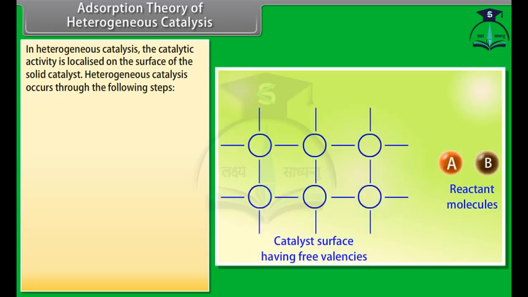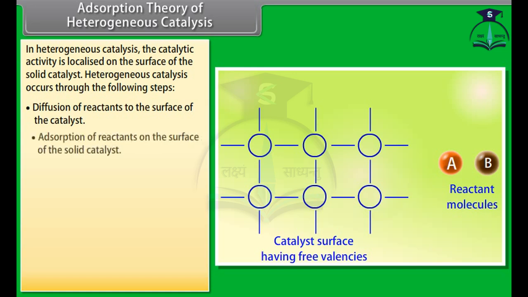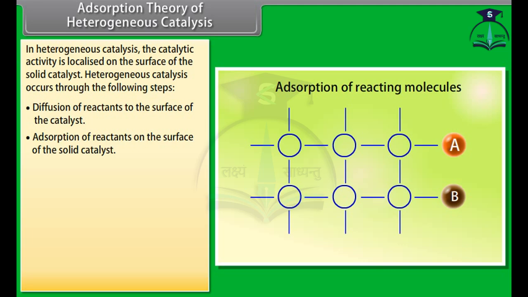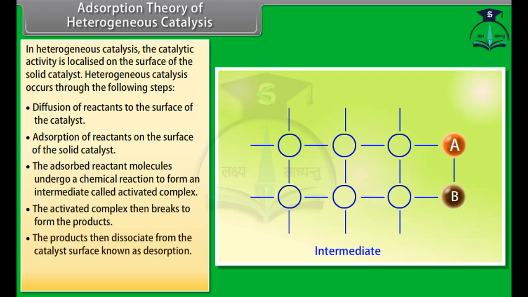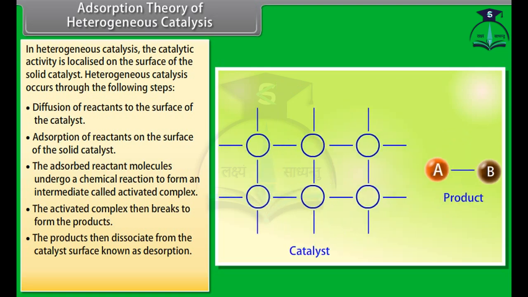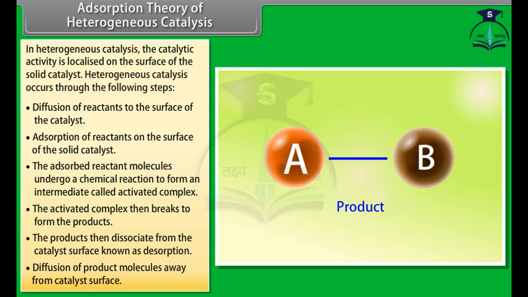In heterogeneous catalysis, the catalytic activity is localized on the surface of the solid catalyst. Heterogeneous catalysis occurs through the following steps: diffusion of reactants to the surface of the catalyst, adsorption of reactants on the surface of the solid catalyst. The adsorbed reactant molecules undergo a chemical reaction to form an intermediate called activated complex. The activated complex then breaks to form the products. The products then dissociate from the catalyst surface, known as desorption. Diffusion of product molecules away from catalyst surface.